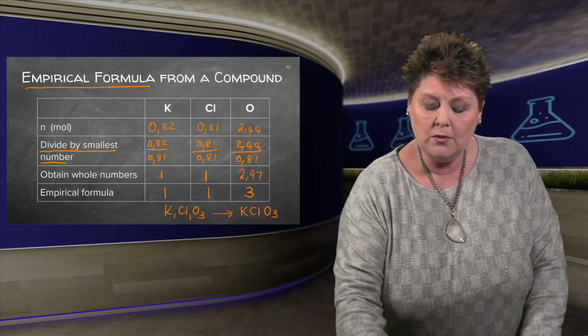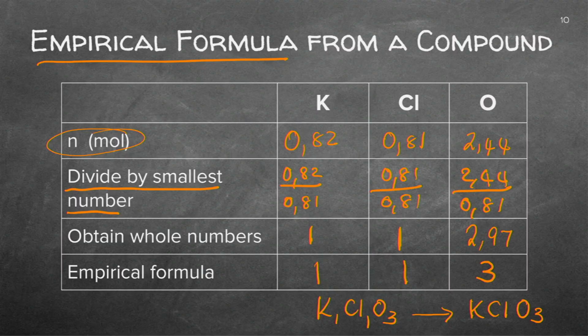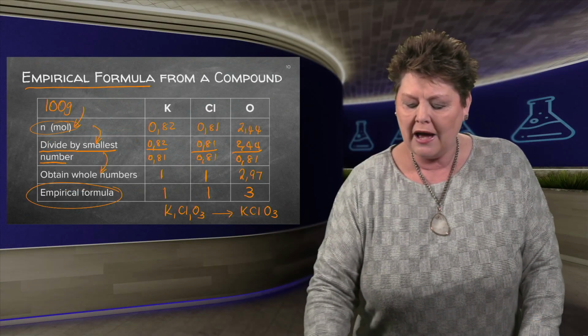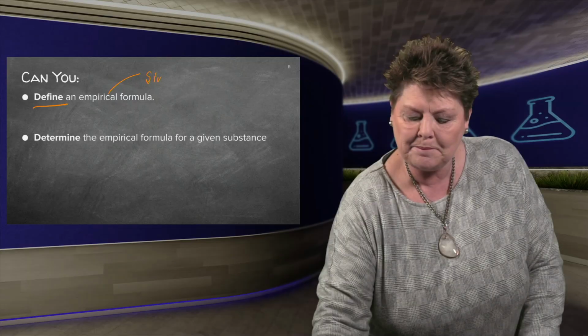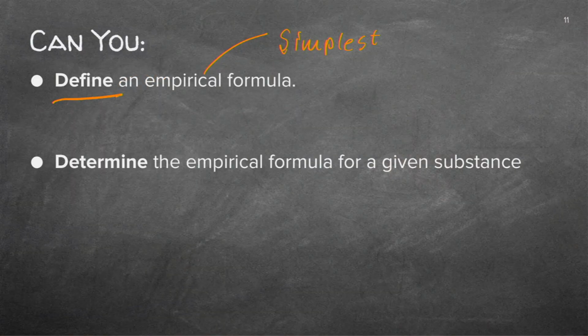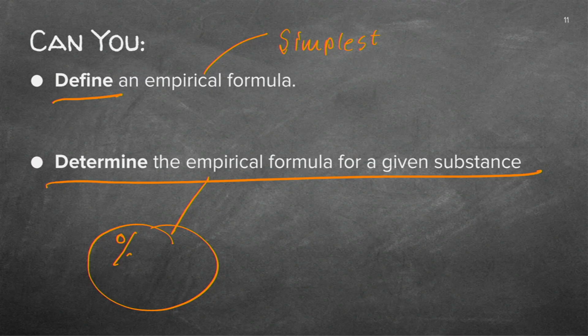So guys, remember, we're working with moles. All of the chemistry usually goes back to mole. You have to be able to calculate the mole. And what did we do? We equated them to 100 grams, and then we worked out the mole, divided it by the smallest, got a whole number, and then wrote down the empirical formula. You have to be able to define the empirical formula. Remember, it's the simplest form, and you have to be able to determine the empirical formula if they give you the percentages that is in this specific compound.